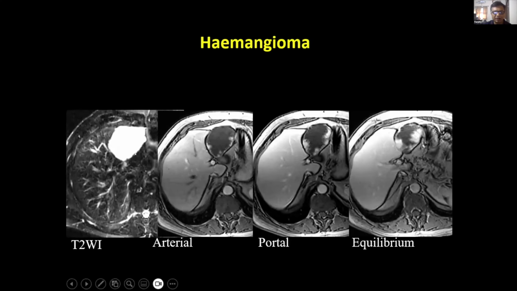And MR adds a little more specificity, especially on a T2 weighted scan. If you see a very bright lesion, like you see here, it's called a light bulb sign. The peripheral nodular enhancement pattern is almost similar, so I'll not talk about it again: the arterial phase, portal venous phase, and the equilibrium phase. The equilibrium phase is usually taken at the end of 3 minutes, and you can take even more delayed images if you require.